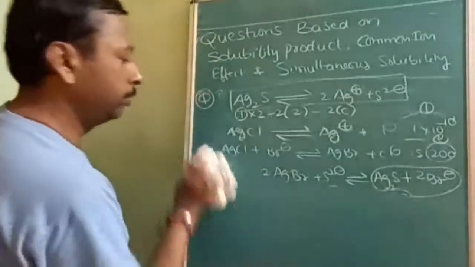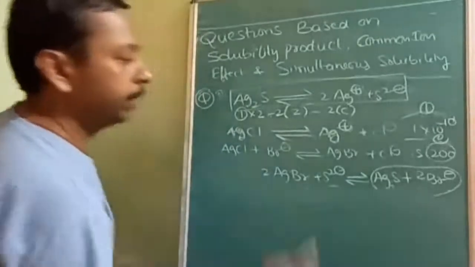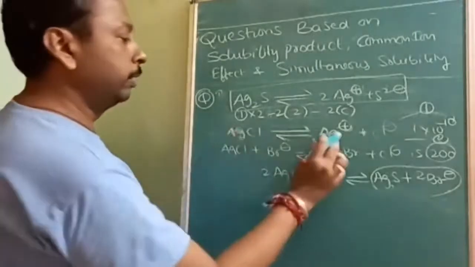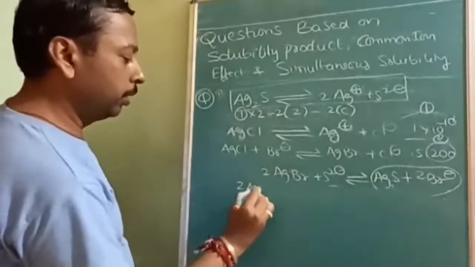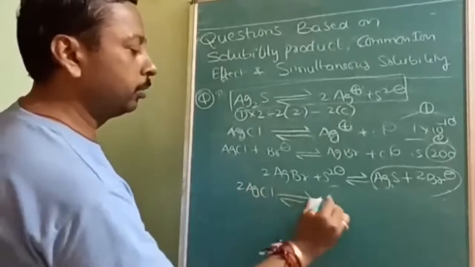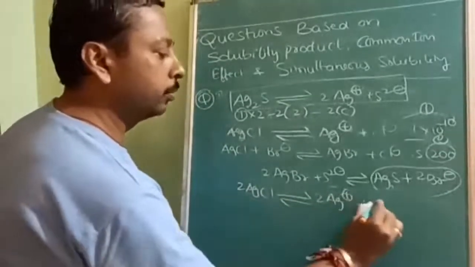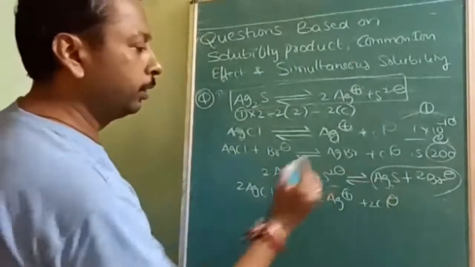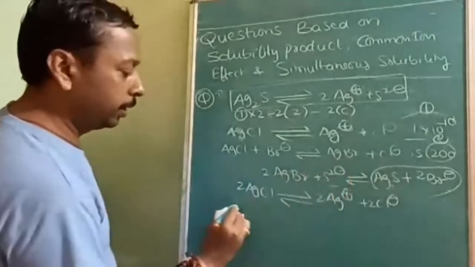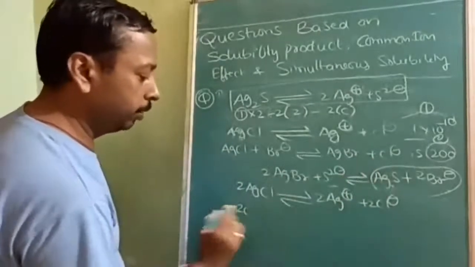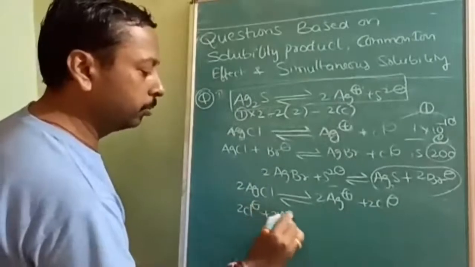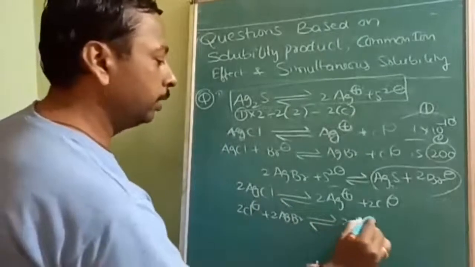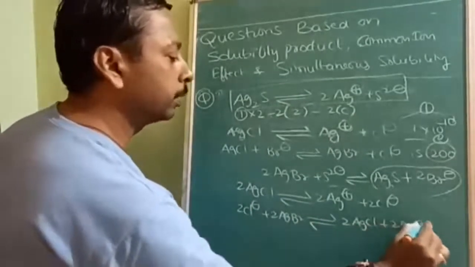Okay, I am explaining, don't worry. See, by using these three equations, I wanted to get this equation. Now, equation 1 into 2: 2AgCl reversible 2Ag plus 2Cl minus. Minus equation 2 into 2. If I am doing minus, then it will be the opposite side: 2Cl minus plus 2AgBr reversible 2AgCl plus 2Br minus. Is it understood?